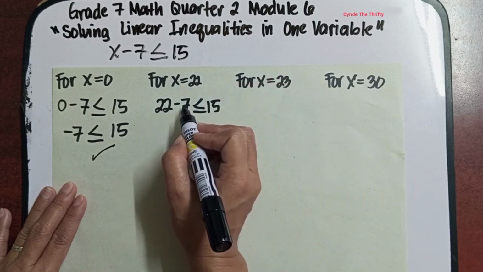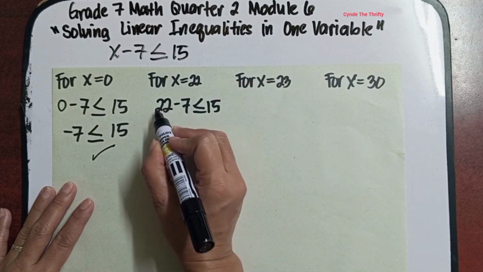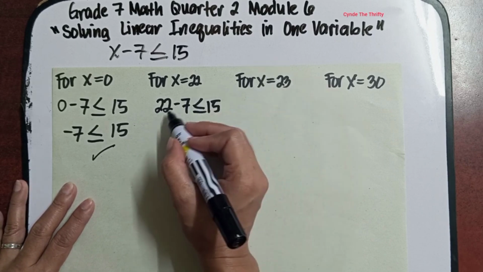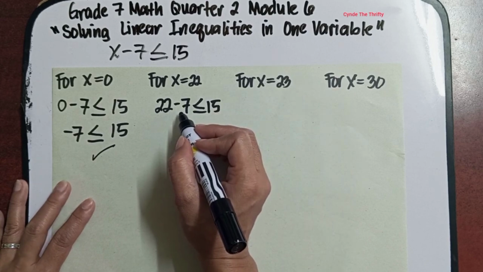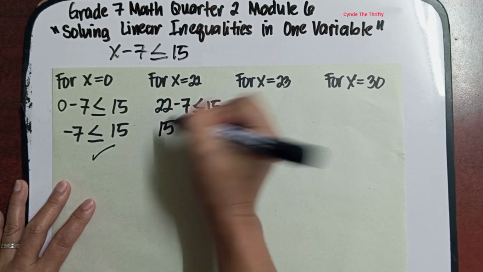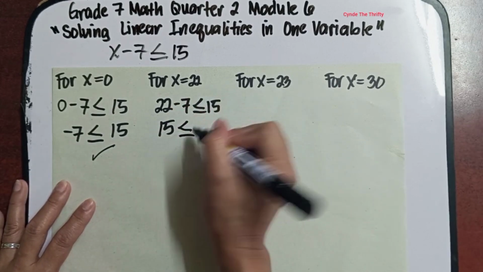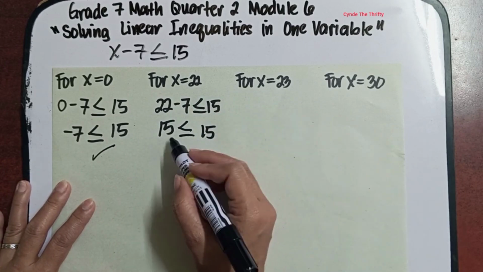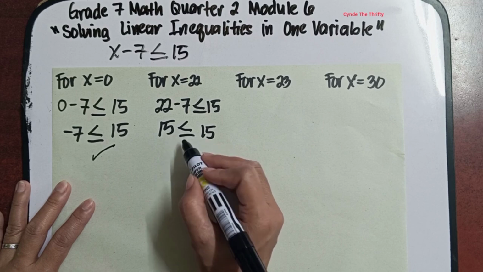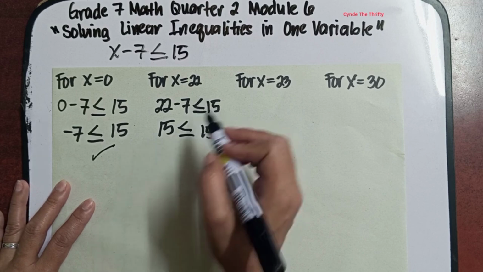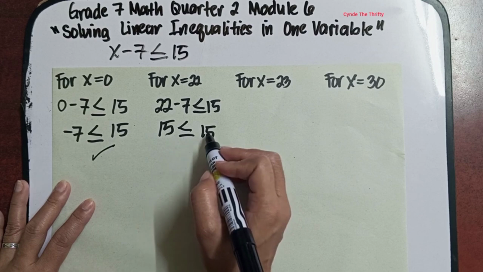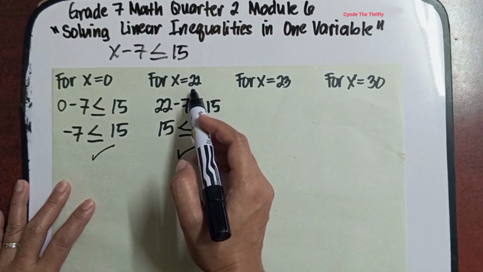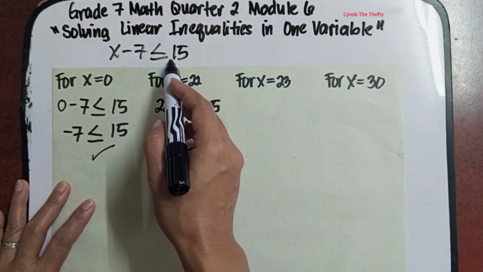So positive and negative, isubtract natin and kopyahin natin ang sign ni 22 kasi mas malaki si 22. So positive ang ating sagot. So 22 minus 7 is equal to 15. Okay, so 15 is less than or equal to 15. Okay, so tama ba ang ating example na ito? 15 is less than or equal to 15? Tama, kasi 15 is equal to 15. Okay, so check ito. So ibig sabihin, si 22 is a solution to our linear inequality.